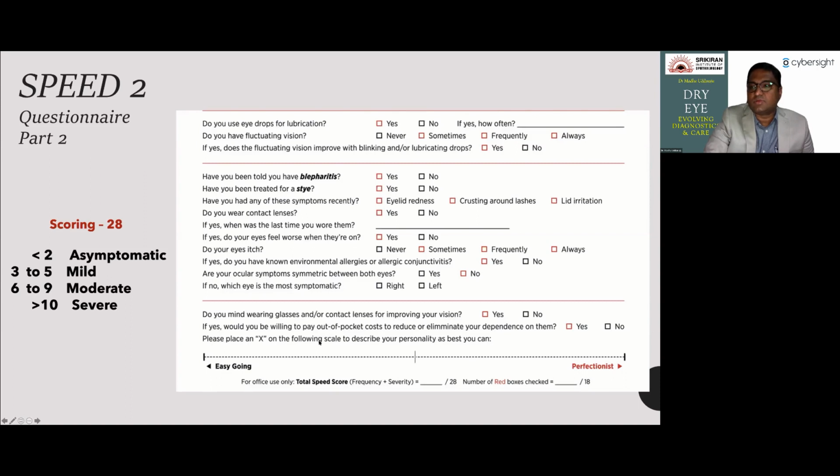And the last line is the most important thing. Whether the patient is easygoing or a perfectionist, anything beyond this line, just forget about refractive cataract surgery. Just offer him a simple monofocal surgery here.